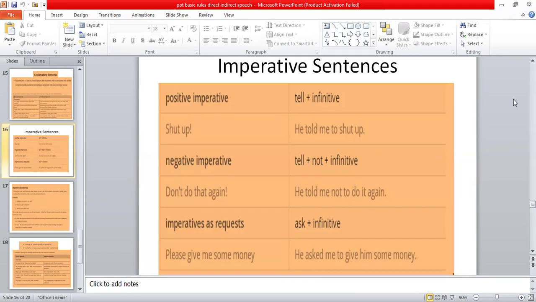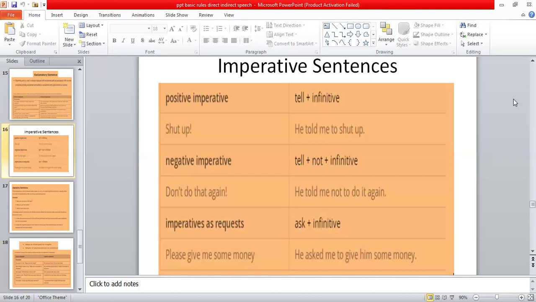So how are we going to change it from direct to indirect speech? Tell will be changed into told plus infinitive. What do we mean by infinitive? Infinitive means to plus first form of the verb. So in this way, we have to change it.